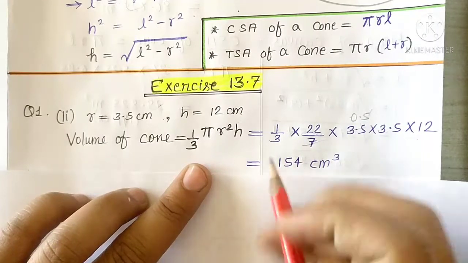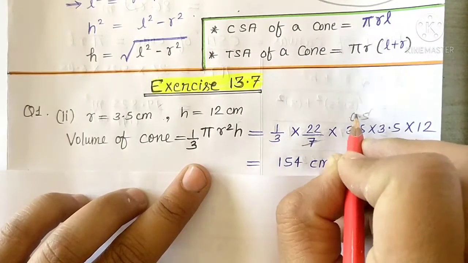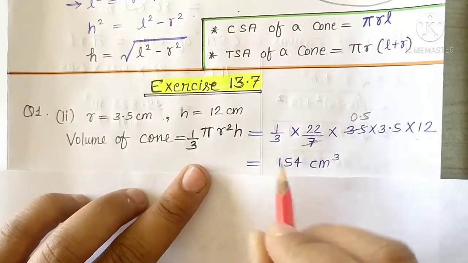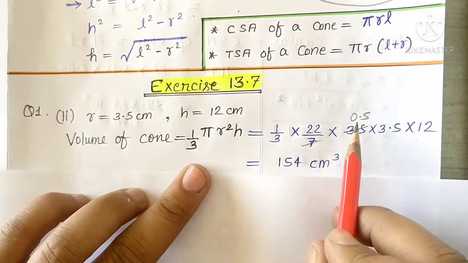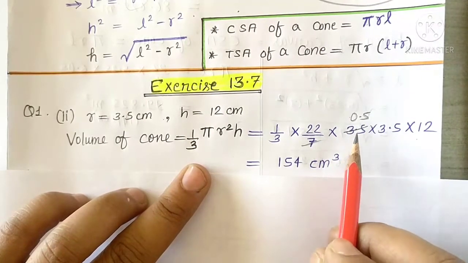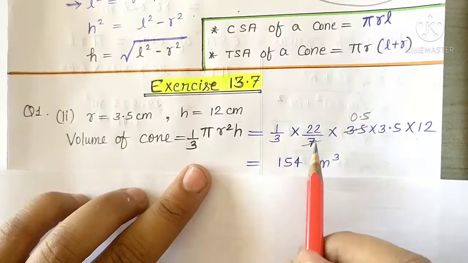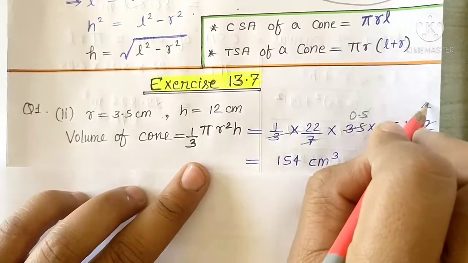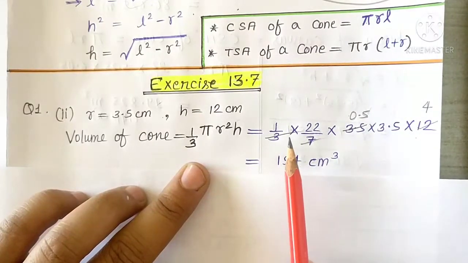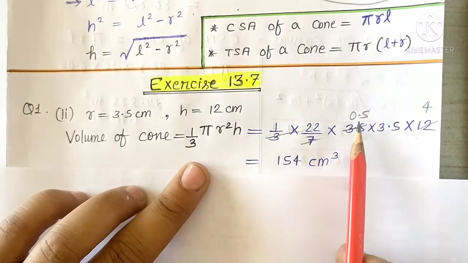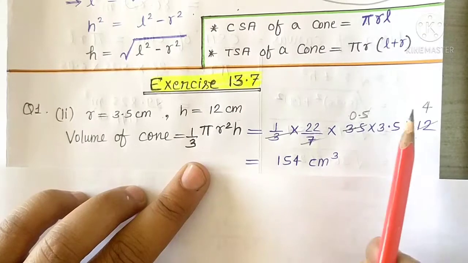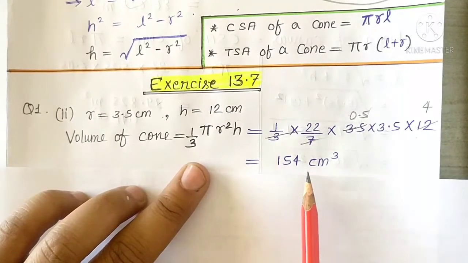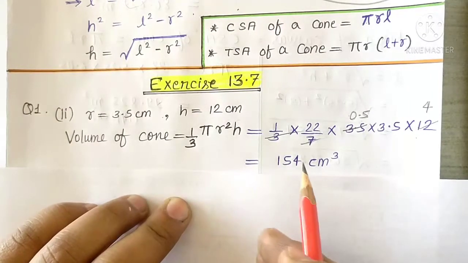We have put the values. Now 7 multiplied by 0.5, so it will come 3.5, so 3.5. 7 5s are 35, so the point is there, so the point we have put here also. Now what is left? 3 4s are 12, we can also cut. So here left 1 multiplied by 22 multiplied by 0.5 multiplied by 3.5 multiplied by 4. So it comes 154 centimeter cube, and in this way we can find the answer.